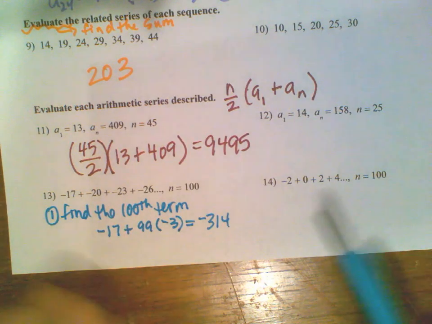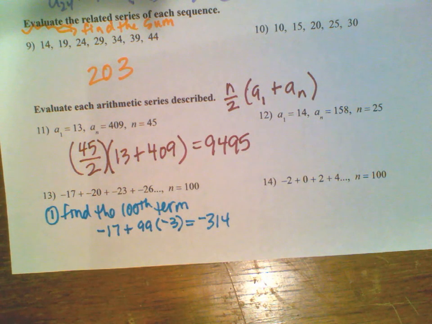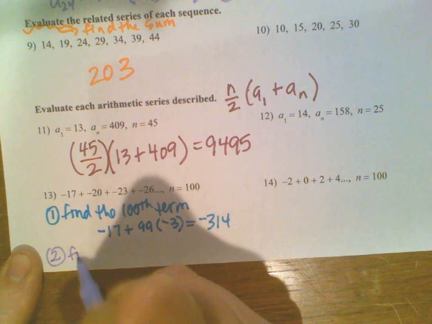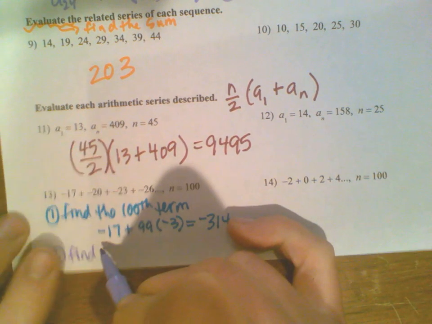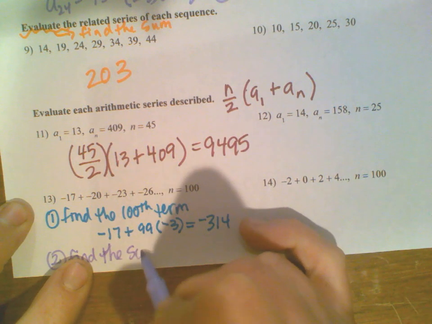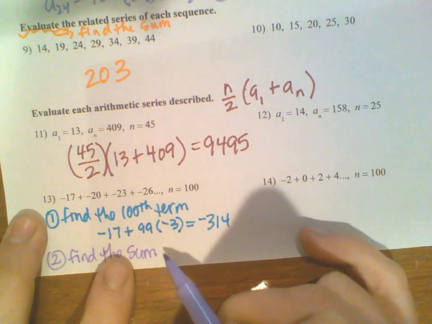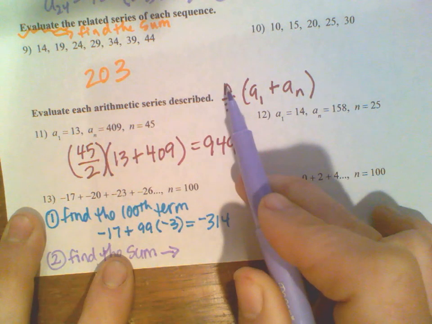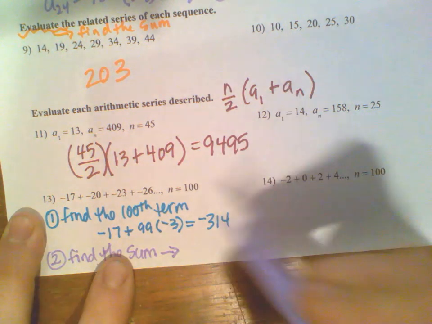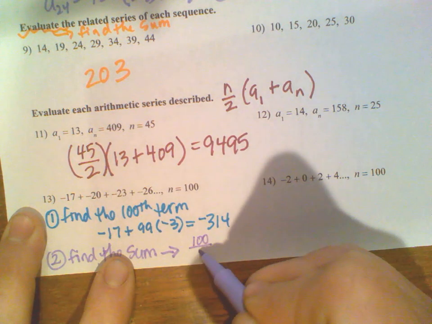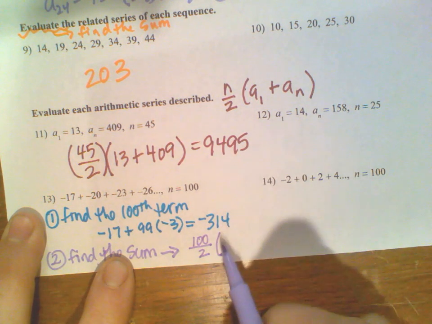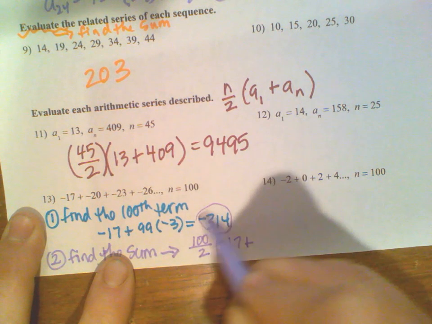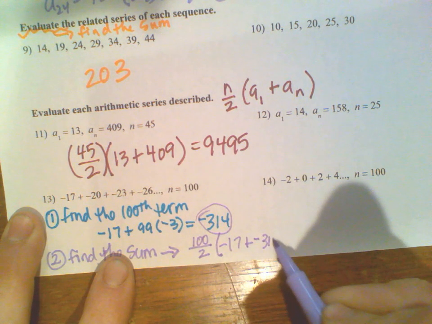I did all my work on that problem already. Nah, not yet. Now I have to do step 2. And step 2 is where I actually find the sum. So I'm going to use that sum formula that we used up here. I'm looking for the sum of the first 100 terms. So it's going to be 100 divided by 2 times the first term, negative 17, plus the last term, what I just found, negative 314.